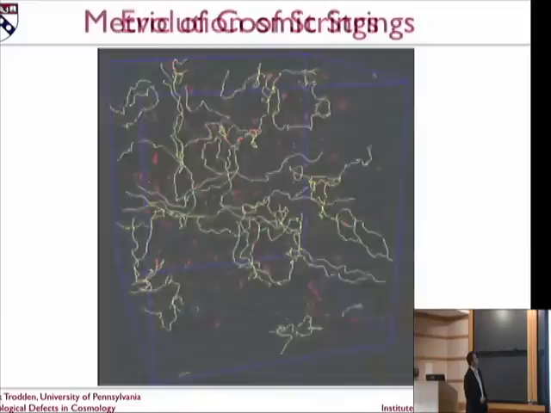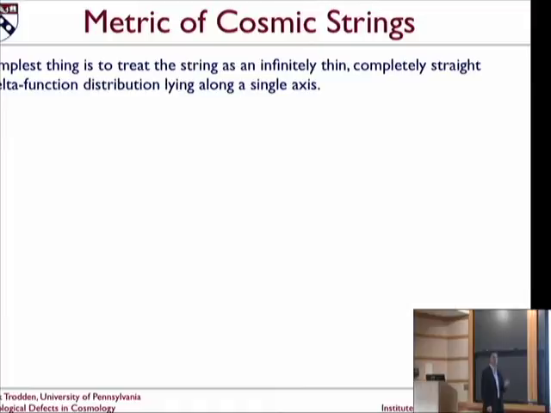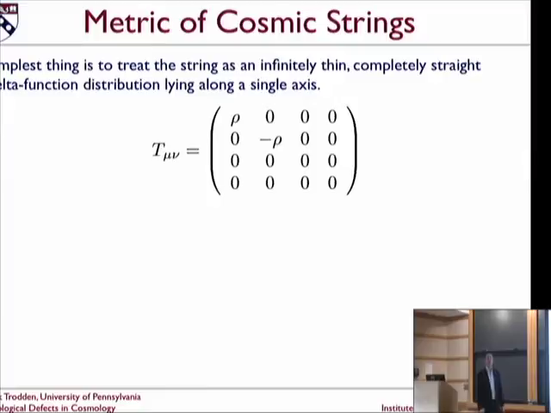So once you know that these things are going to exist, you can start to ask questions that are peculiar to the universe as opposed to materials. One thing you'd like to ask is, what's the metric of a cosmic string? I told you how general relativity works. So this is a distribution of mass and energy. What's its metric? It's very simple to figure this out in the limit that I was talking about a moment ago. Treat the string as an infinitely thin, completely straight delta function distribution that just lies along a single axis. Then it turns out the energy momentum tensor is very, very simple. It has an energy density and a pressure that lies along the axis and nothing else. That's it. Very simple energy momentum tensor.